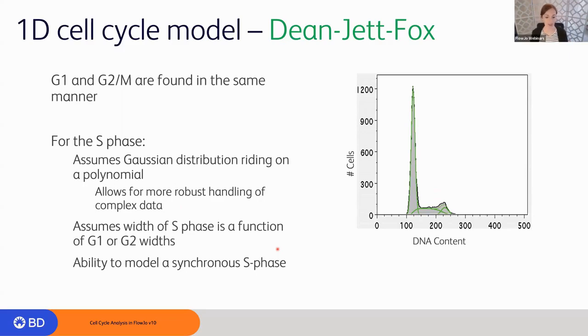then maybe the Dean-Jett-Fox gives us an opportunity to capture something that's not going to be captured well with the other model. Okay. And so it assumes the width of the S phase is a function of the G1 or G2 widths. And it also has an option to model a synchronous S phase, right? So if your model perhaps fits an assumption where we think all of the cells enter the S phase at the same time and they leave it at the same time, there's a checkbox there where we can enable that assumption and try to fit the model a little bit better. Okay? Otherwise, it's assumed to be asynchronous, right? Cells are just entering the S phase at random points in time.